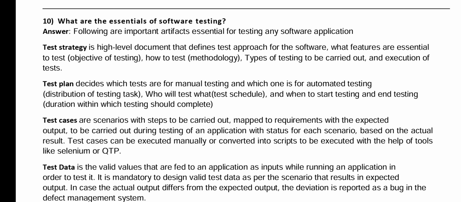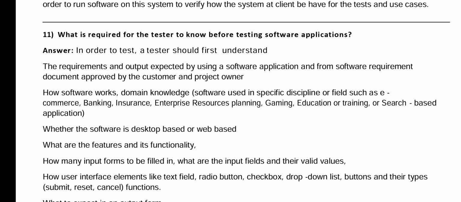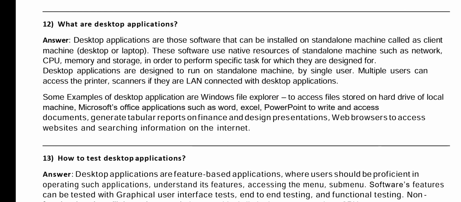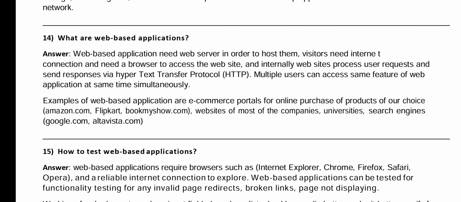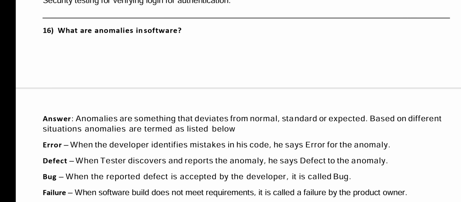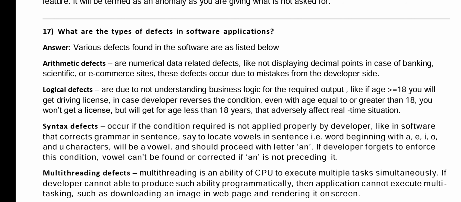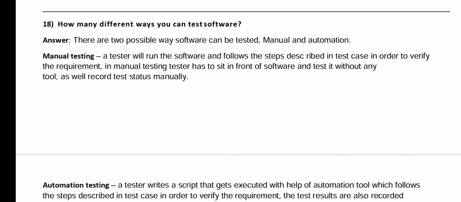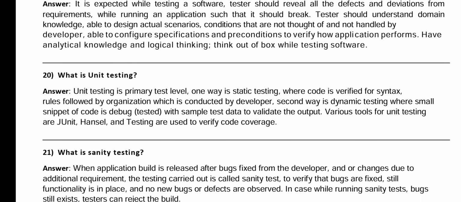What are the essentials of software testing? What is required for a tester to know before testing the software applications? What are desktop applications? How to test desktop applications? What are web-based applications? How to test web-based applications? What are anomalies in software? What are the types of defects in software applications? How many different ways can you test the software? What is expected from the testing team on testing a software application?